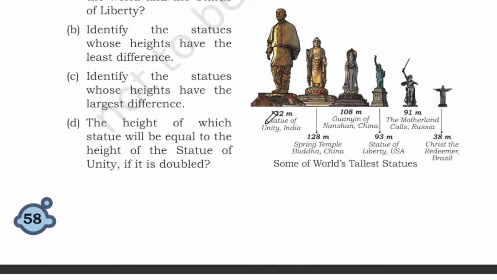So we have the first statue, the 182-meter Statue of Unity, India. The second statue is the Spring Temple Buddha in China, 128 meters. Next we have the 108-meter Guanyin of Nanshan, which is in China. Next you have the 93-meter Statue of Liberty, United States of America. Next you have the 91-meter The Motherland Calls, Russia.